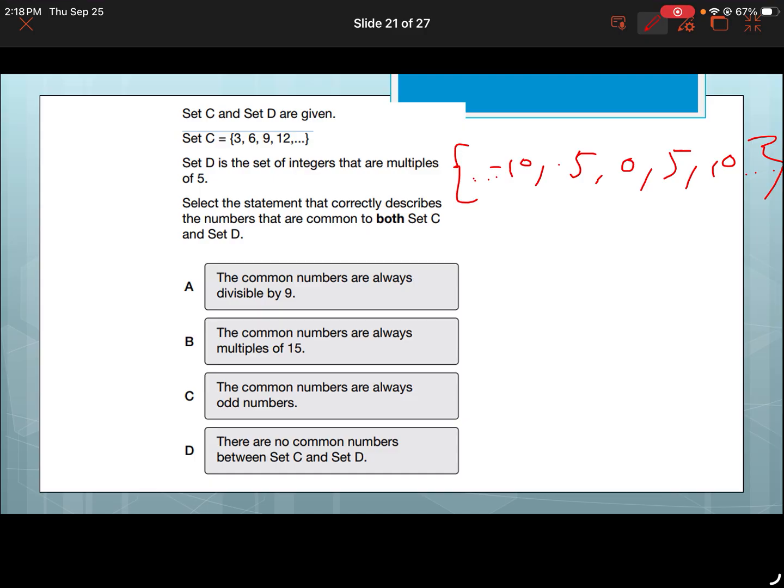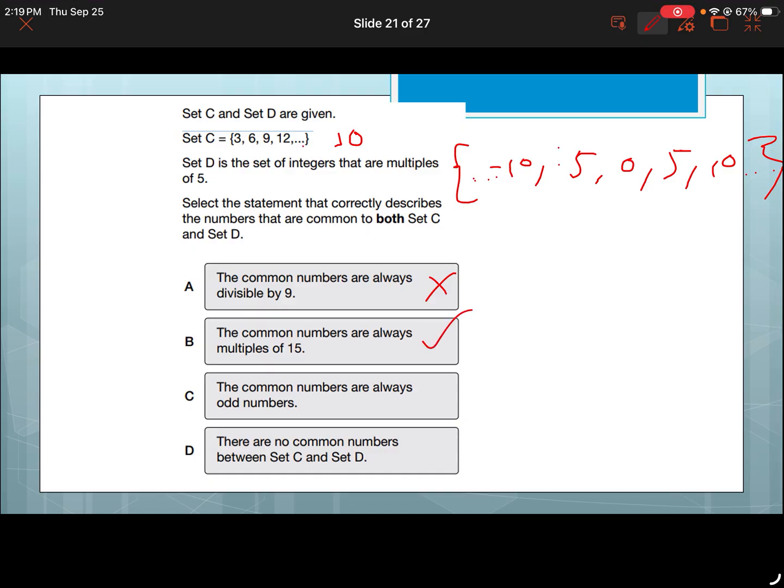The common numbers are always divisible by 9. Doesn't make any sense, because if we think about the next one that's going to come up, it's probably 30, that's not a multiple of 9, so it's nonsense. Common numbers are always a multiple of 15. That makes sense, because this is 5, this is 3, so it makes sense they're 15.